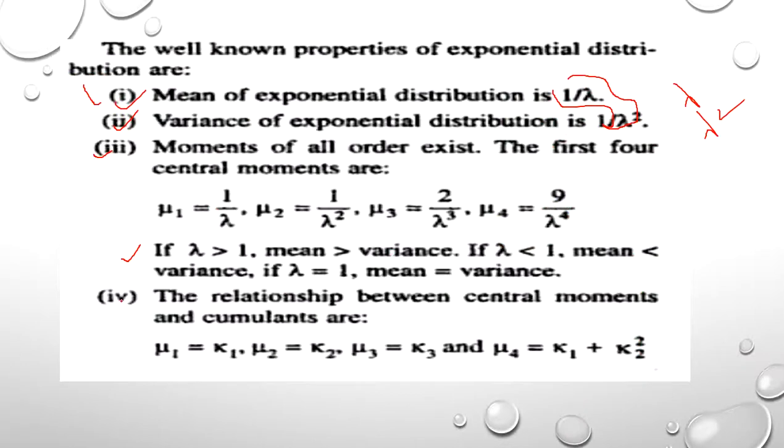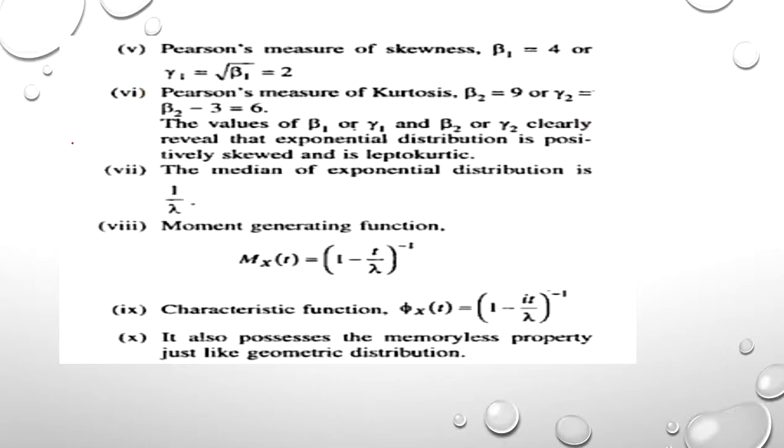This is the relationship between the cumulants, that is, the log of Mx of t, the moment generating function. Pearson's coefficient of skewness, beta 1, is mu 3 square by mu 2 cube. When you apply these formulas, you can get this Pearson coefficient also. Here the median is 1 by lambda. And how can we get the moment generating function? It is the integral from 0 to infinity of e power tx into f of x dx.